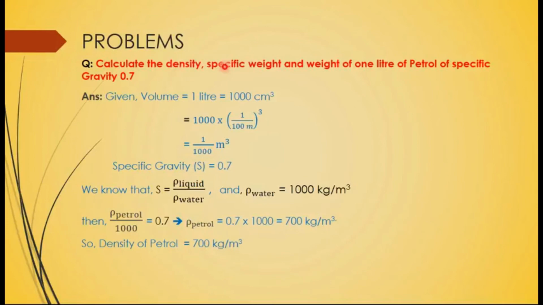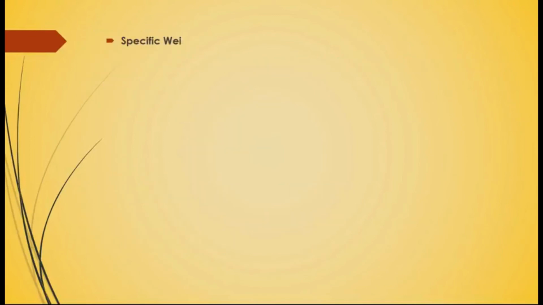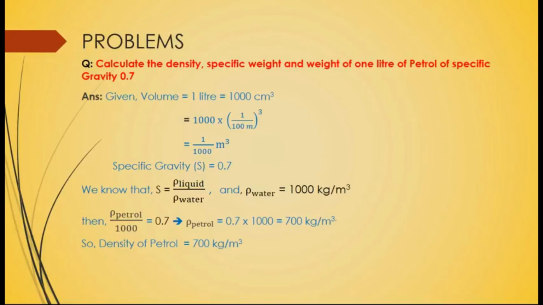Second, we have to find the specific weight. After that we have to find the weight. For specific weight, small w, first write the formula. Small w is weight by volume. But we don't have weight. So let us check. W is also known as mg, so W by V is also known as rho g. Initially we have found the density, 700 kg per meter cube. Let us substitute it here. So w is equal to rho petrol into g, 700 into 9.81. That is 6867 Newton per meter cube.